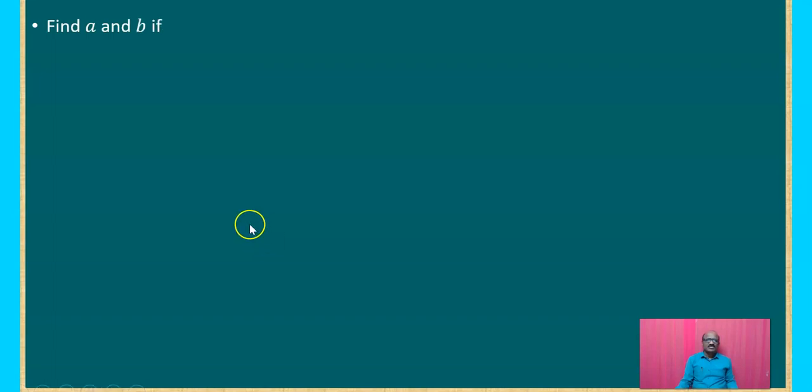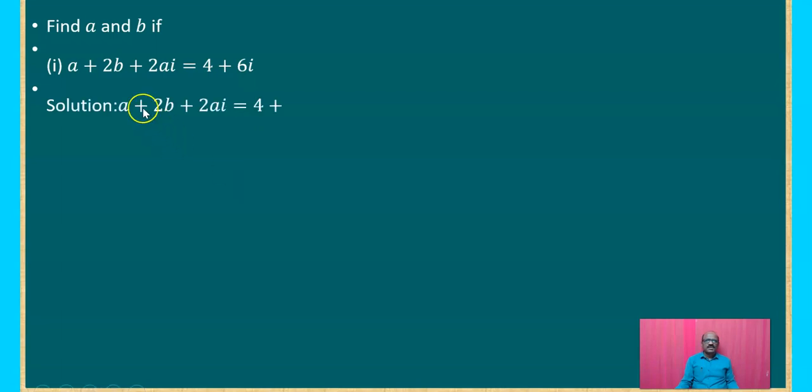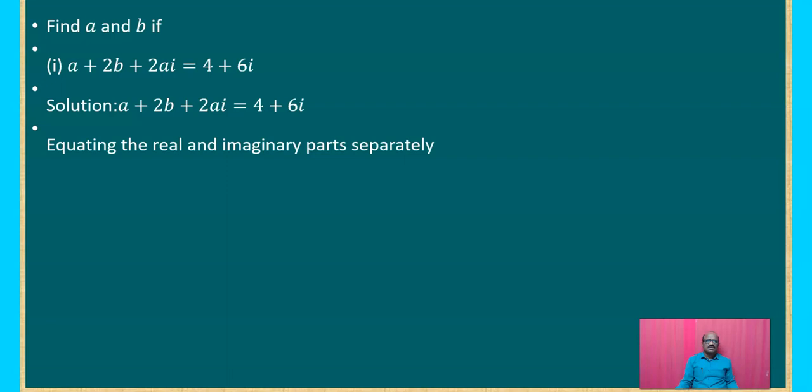Find a and b if first is a plus 2b plus 2ai is equals to 4 plus 6i. Solution. a plus 2b plus 2ai is equals to 4 plus 6i. Equating the real and imaginary part separately, then we get a plus 2b is equals to 4 and 2ai is equals to 6i, therefore 2a is equals to 6. a is equals to 3.